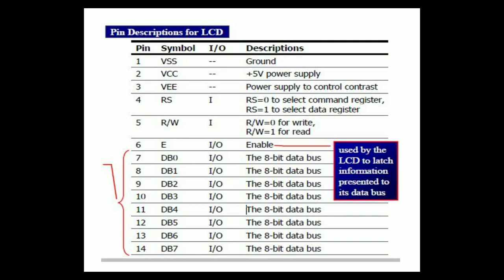Next, pin number 6. Again, it is one of the important pins in this LCD. Enable is an IO pin. Both input and output are possible. Now, what is this used for? This is used to latch the data information to the LCD. Suppose you want to put the data on the LCD latches, then this particular pin is used. Without this pin, you cannot send any data to the LCD.